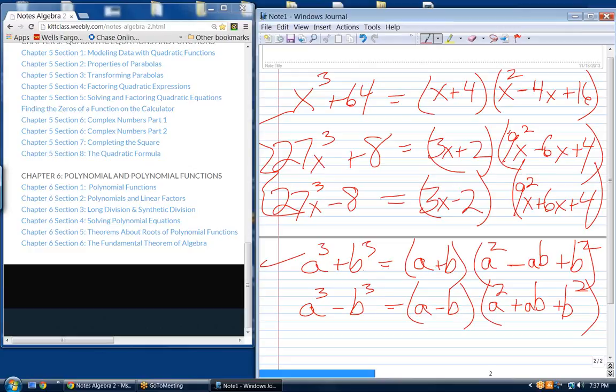But notice the similarity here. In other words, for the linear factor, use the same sign. For the middle term, use the opposite sign. And that's pretty much it. And that'll give you a way to memorize both of those. Math is frequently just figuring out a trick for memorizing stuff.